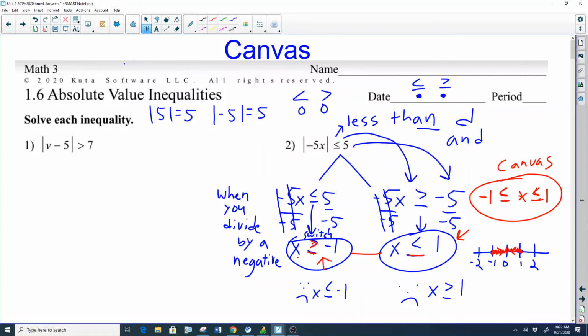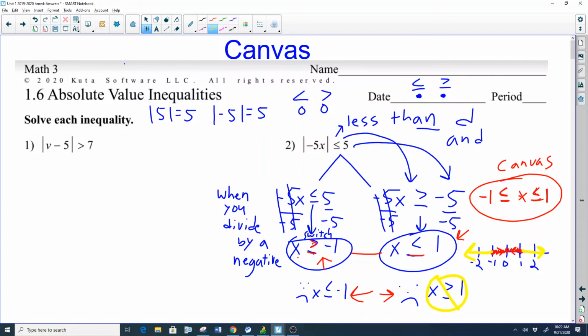Okay, so again, if we chose the wrong answer and we did not switch those inequality signs, then we would say all numbers less than -1. And so we'll go ahead and do yellow. So less than -1 would be this way. And then greater than or equal to 1. Ooh, that's wrong, because that would be this way.